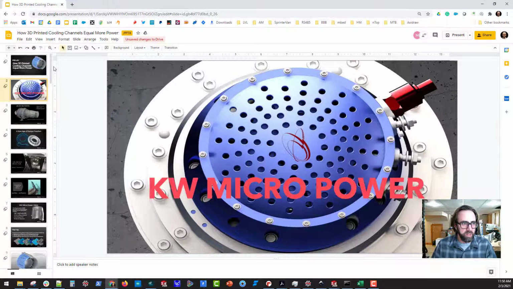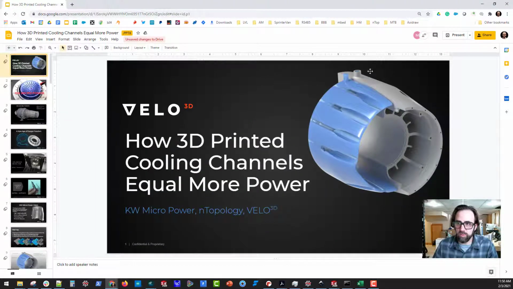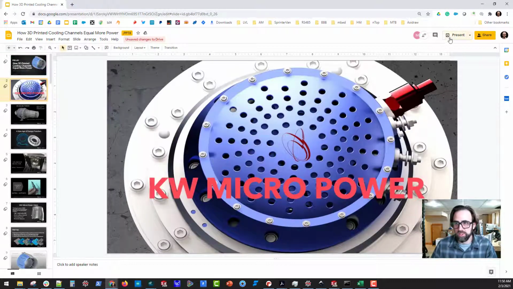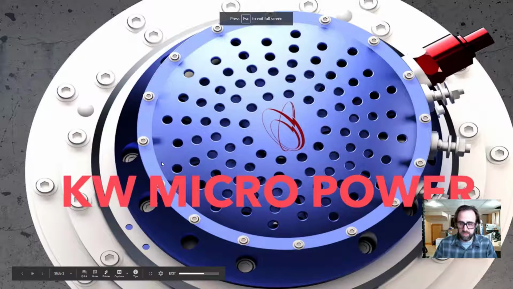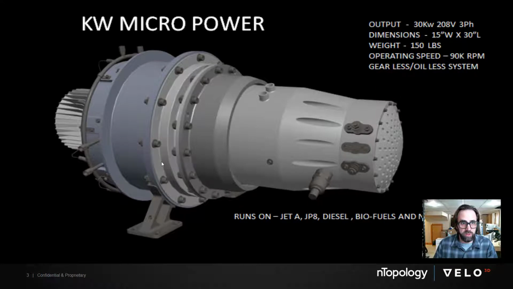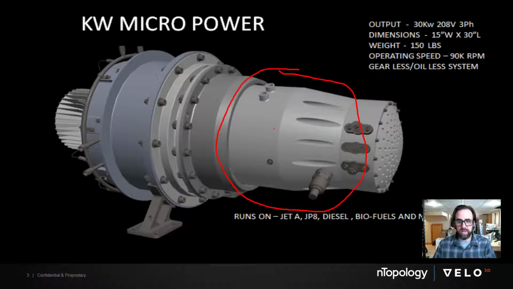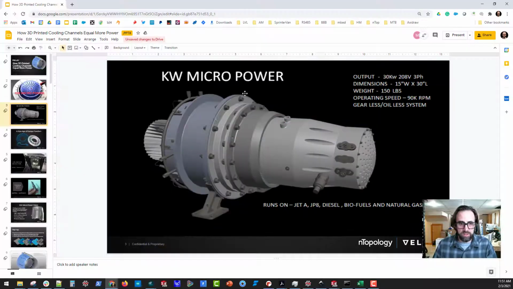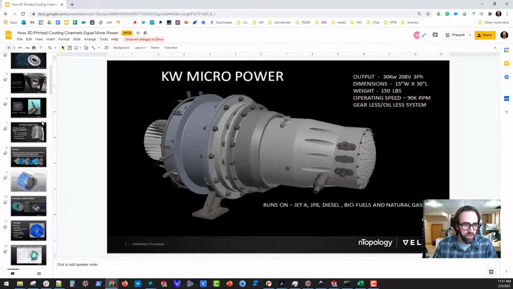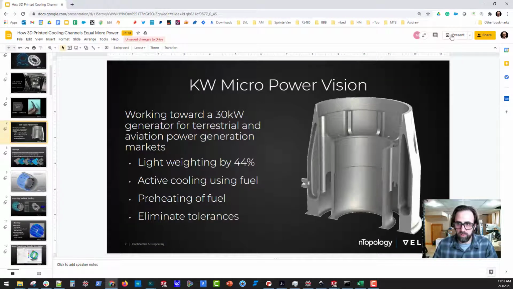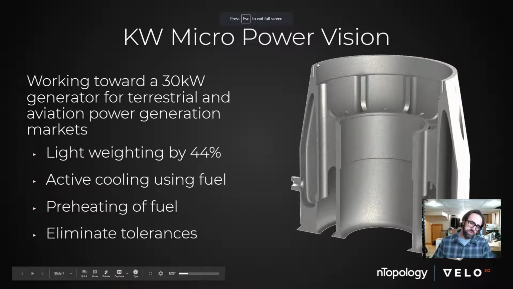Specifically, I did a joint webinar with Velo3D and KW Micropower. KW Micropower is a small startup turbine engine manufacturer, specifically of turbine engine generators. The idea is that they wanted to take this part and optimize it for additive manufacturing, and in doing so, they wanted to realize some benefits to their design.